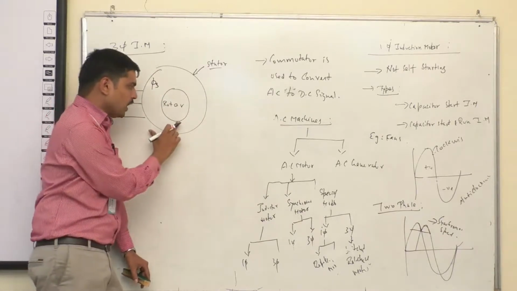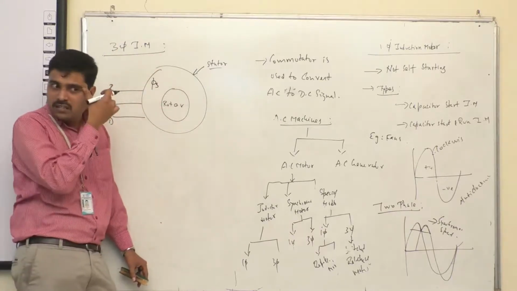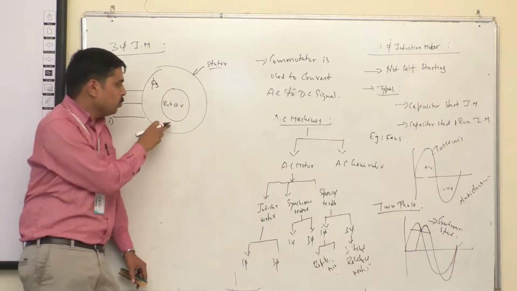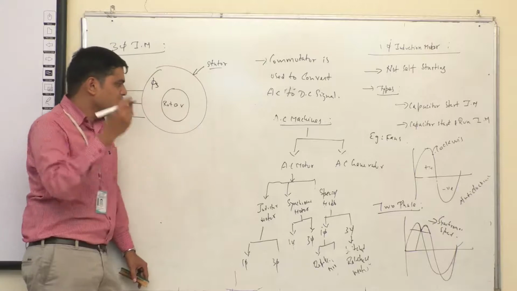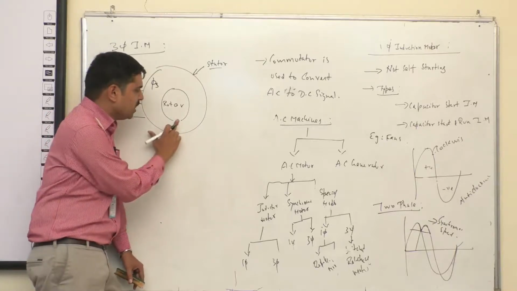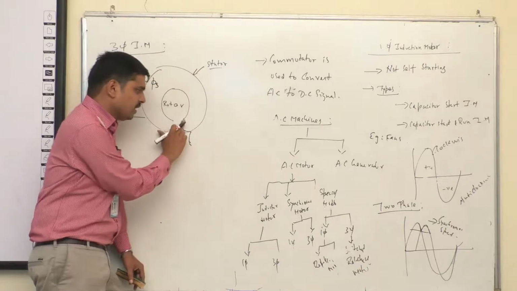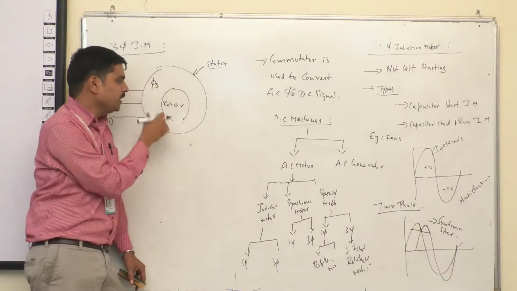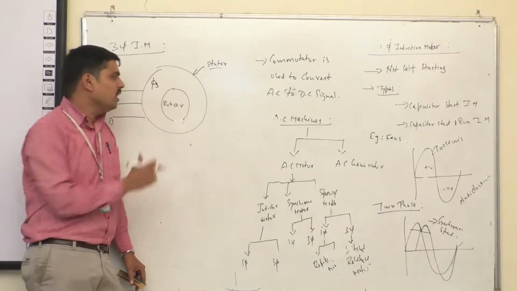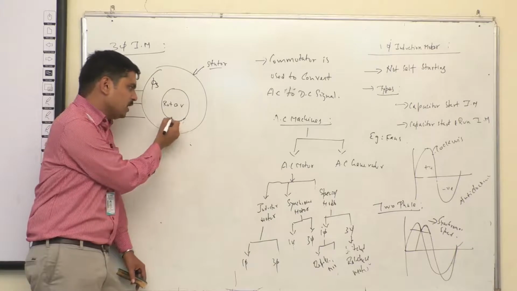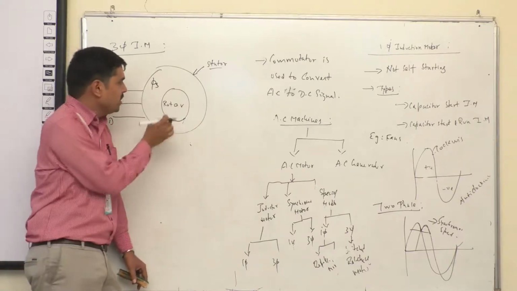We have two types of induction motor. One is the squirrel cage induction motor, another one is the slip ring induction motor. In the squirrel cage induction motor, the rotor is short circuited, that is a closed position. If you take a slip ring induction motor, the rotor is not short circuited, we can add some external resistance. So the slip ring induction motor is used for high starting torque, but the squirrel cage induction motor is a kind of constant torque. So I am explaining here the squirrel cage induction motor. So the rotor is short circuited.